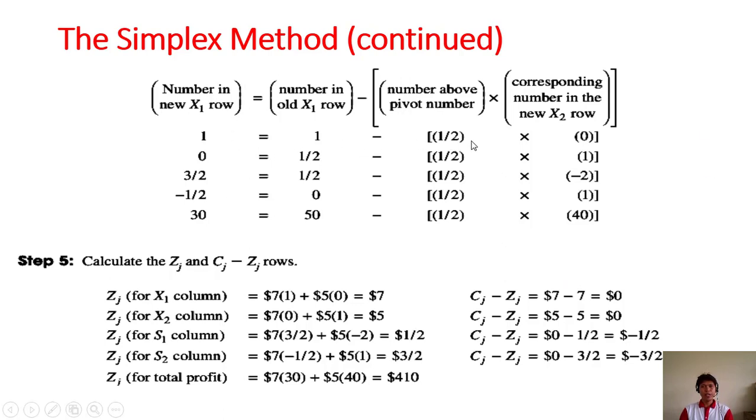So 1 minus 0 is equal to 1, and then 1 half times 1 is 1 half. 1 half minus 1 half is 0. 1 half times negative 2 is negative 1, and 1 half minus negative 1 is just 1 half plus 1, which is 3 halves. And then 1 half times 1 is 1 half. 0 minus 1 half is negative 1 half. And 1 half times 40 is 20. 50 minus 20 is 30. And step number 5, calculate with the same process, a repetition of the steps, and this time the profit is $410.